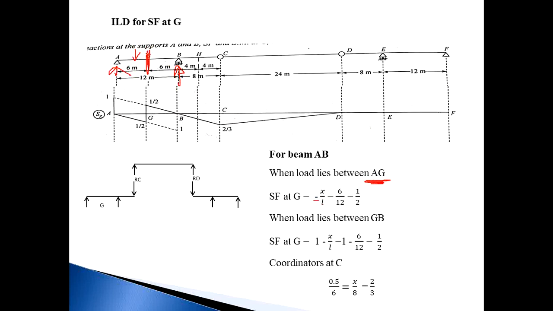So I want the shear force at G. So X is equal to 6 and L is equal to 12, the span AB. That is 6 by 12, which is equal to minus 1 by 2.